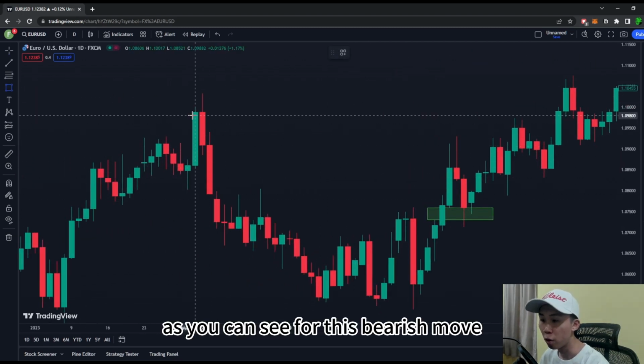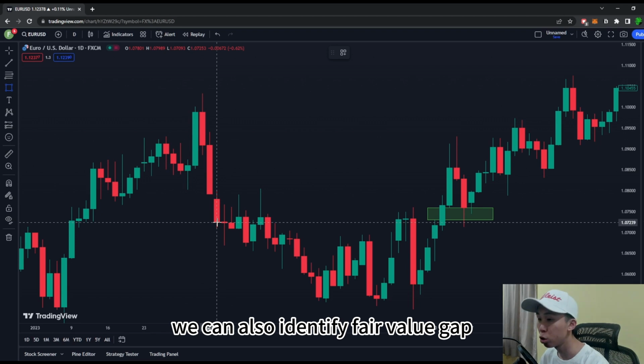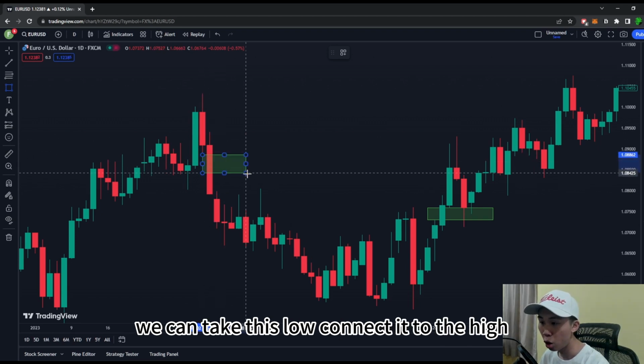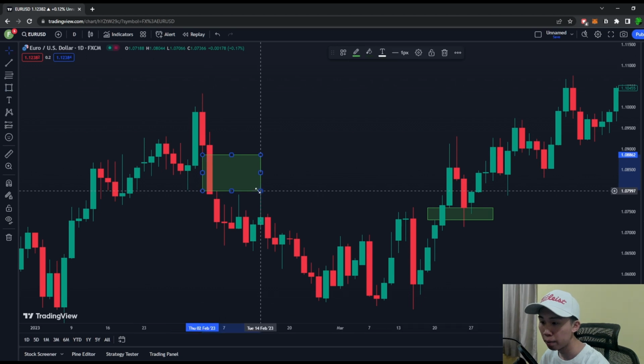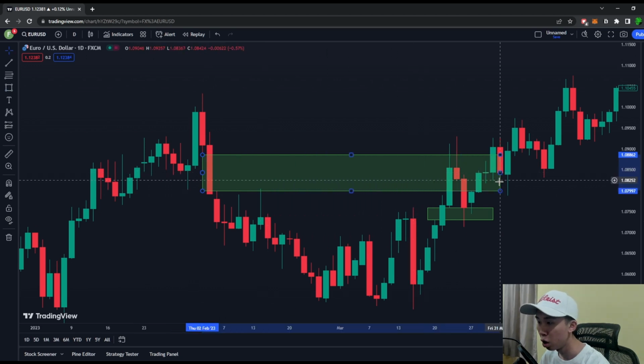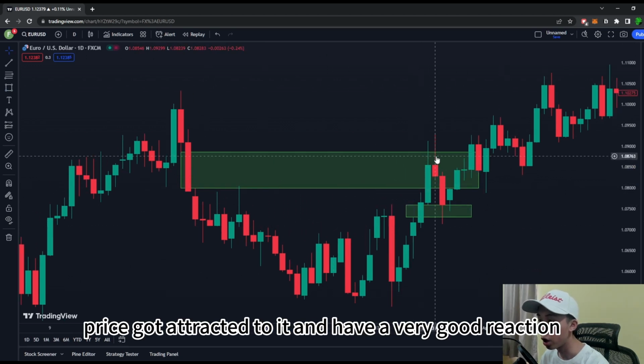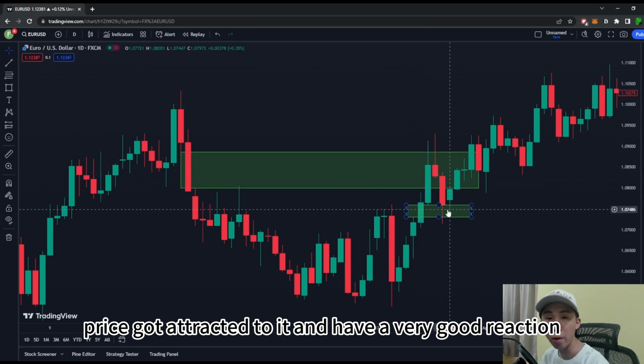As you can see, for this bearish move, we can also identify fair value gap. We can take this low, connect it to the high, and we pull it across. Look what happened. Price got attracted to it and had a very good reaction.